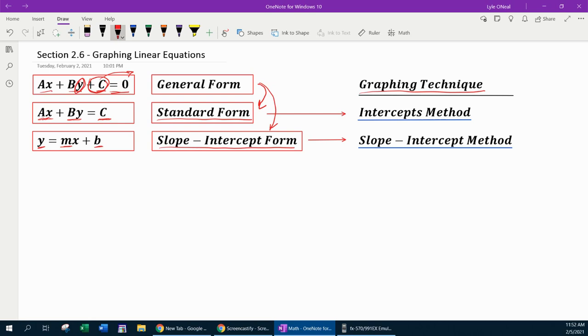So we're going to look at a few examples. I'm going to cover the intercepts method and the slope-intercept method, and then we're going to look at a couple of special cases, and that'll do it for this lesson.